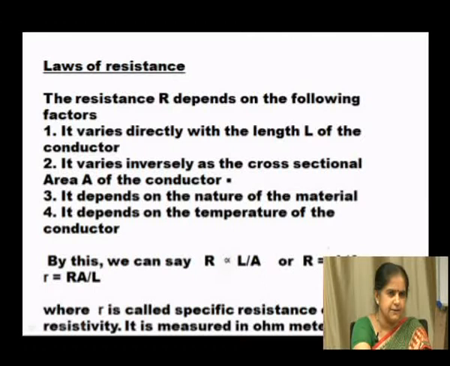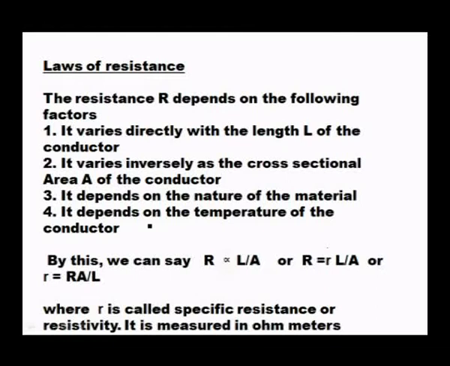The third factor is that it depends on the nature of the material, meaning whether the material is in solid form, liquid form, or gaseous form. These are the natures of the materials. So resistance also depends on the nature of the material. Another important factor is the temperature. This is the fourth factor: the resistance of the conductor depends on the temperature of the conductor. As the temperature varies, the resistance also varies.